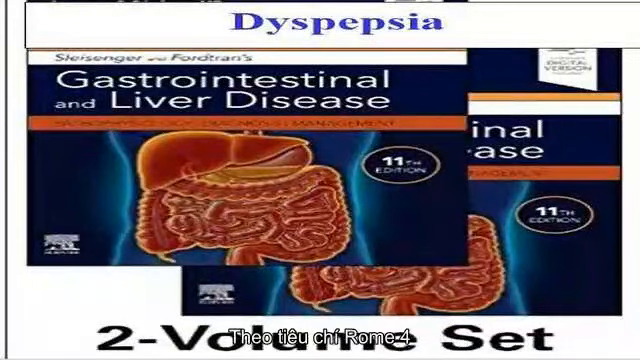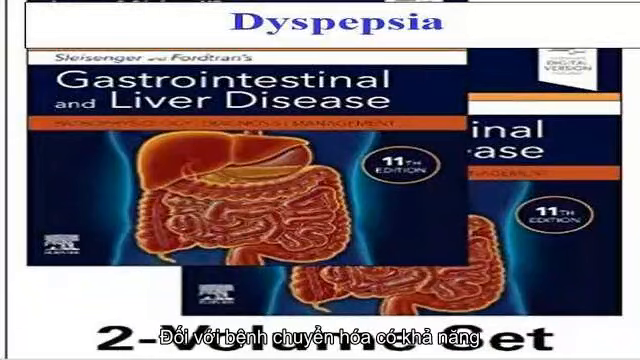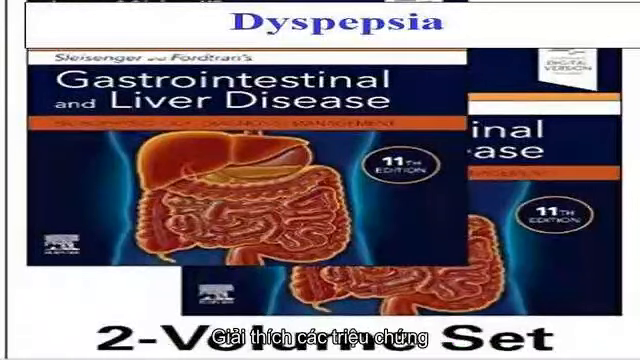Functional dyspepsia. According to the Rome IV criteria, FD is defined as the presence of early satiation, postprandial fullness, epigastric pain, or epigastric burning in the absence of organic, systemic, or metabolic disease that is likely to explain the symptoms.